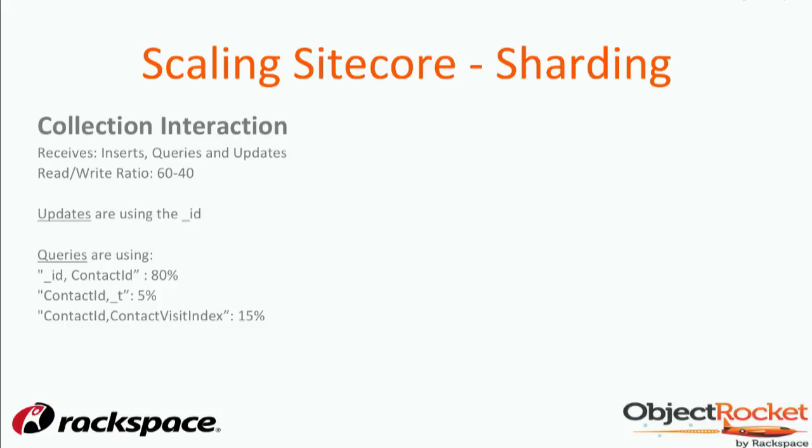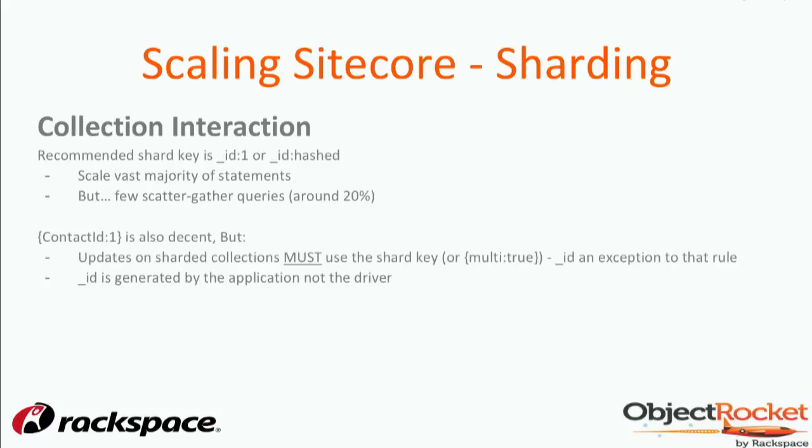All the updates use the underscore ID to identify which records to update. The query patterns were 80% using the underscore ID and contact ID. Contact ID and another predicate was another 5%. Contact ID and another predicate, another 15%. So underscore ID was on all of our updates and 80% of our reads. So that makes it automatically a very good shard key. I mean, it's going to scale like 90-something percent of our traffic, right?